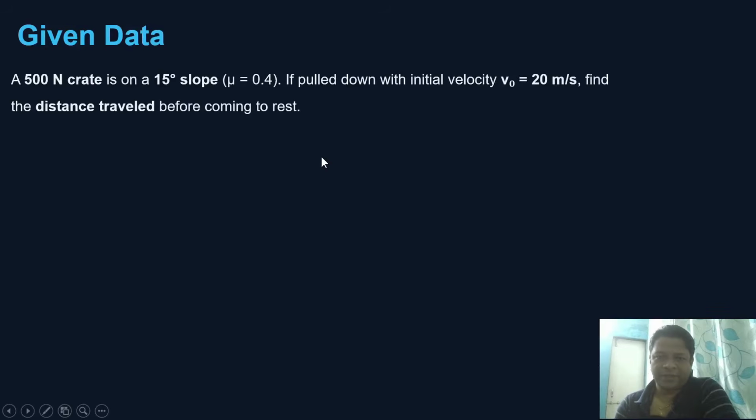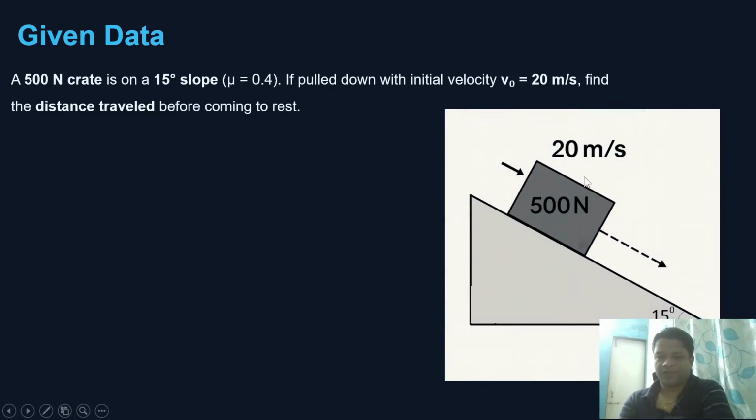So this is the given statement. Based on this, we can draw the figure. A block of 500 Newton is kept on the slope. The angle of the slope is 15 degrees and it is moving down. Its initial velocity is 20 meters per second. After traveling some distance, it will come to a stop.